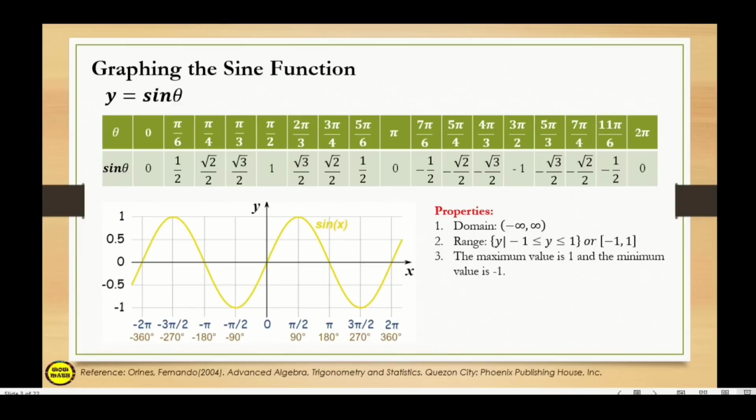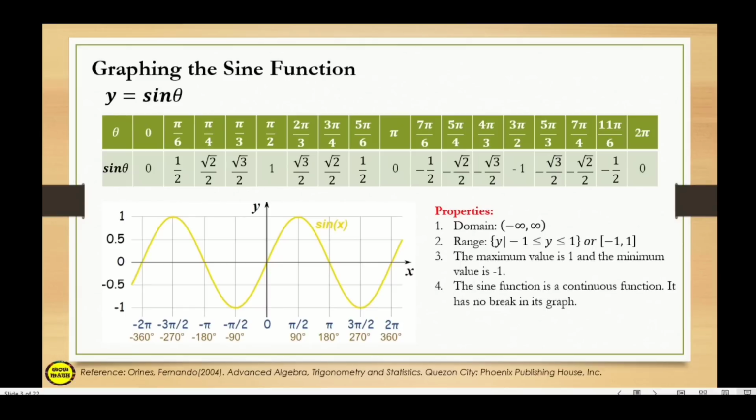And then the maximum value is 1. Yun yung maximum height ng graph natin. So, that is positive 1. And the minimum value is negative 1, yung pinakamababang point ng graph natin. So, negative 1. And then the sine function is a continuous function.